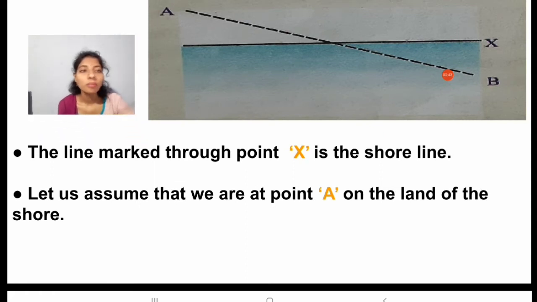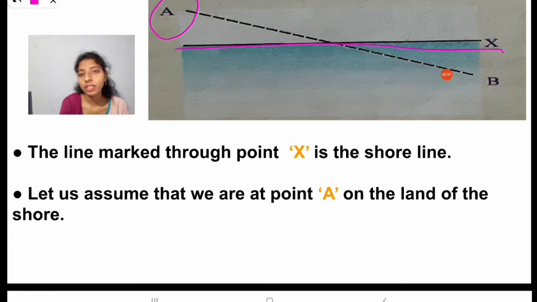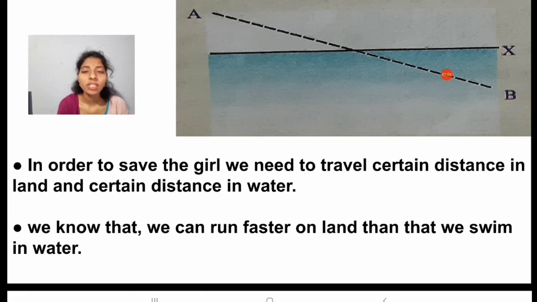So the line marked through point X is a shoreline. Let us assume that we are at point A on the land of the shore. In order to save the girl, we need to travel a certain distance on land and a certain distance in water. We know that we can run faster on land than we can swim in water.